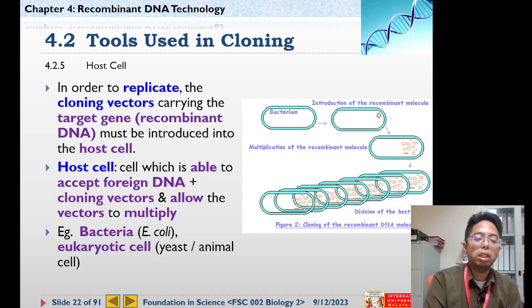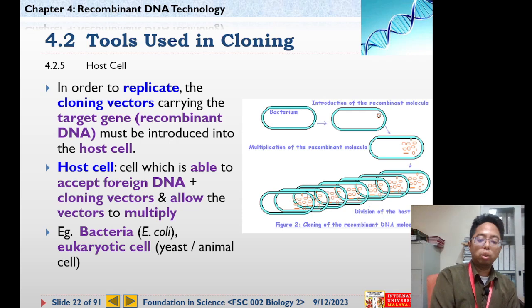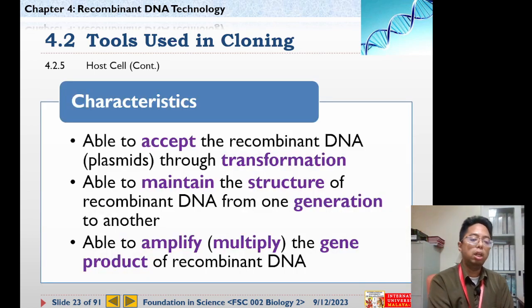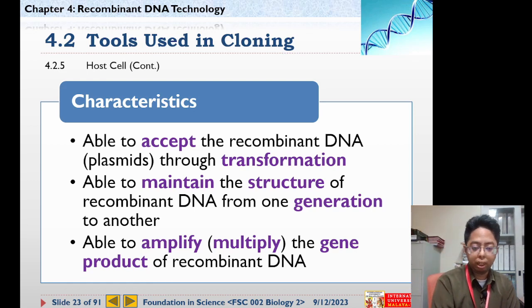In order to replicate, the cloning vectors carrying the target gene must be introduced into the host cell. The host cell must be able to accept foreign DNA and vectors and allow the vectors to multiply. For example, the most commonly used would be the E. coli bacteria, and sometimes eukaryotic cells can be used, such as yeast or animal cells. The host cell must also accept the recombinant DNA through transformation, maintain the structure of the recombinant DNA from one generation to another, and also amplify the gene products of the recombinant DNA.